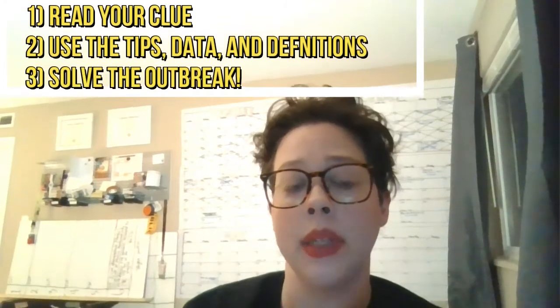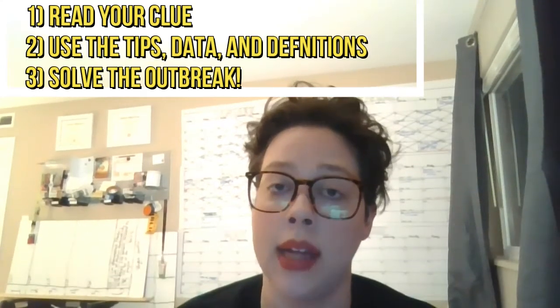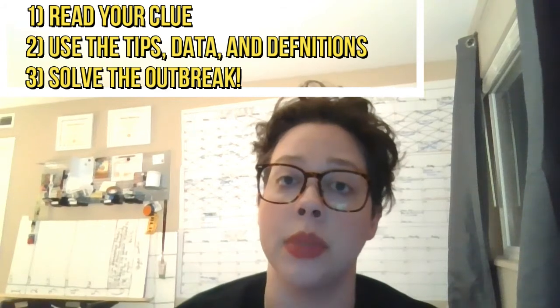So using those tools that I just talked about, reading the clue and using the icons at the bottom of the screen, you should be able to answer enough questions to find out where the illness came from that Zeke has, and that will allow you to put preventative measures in place.